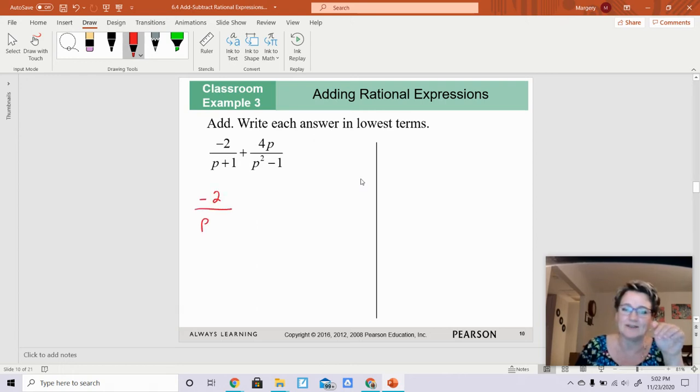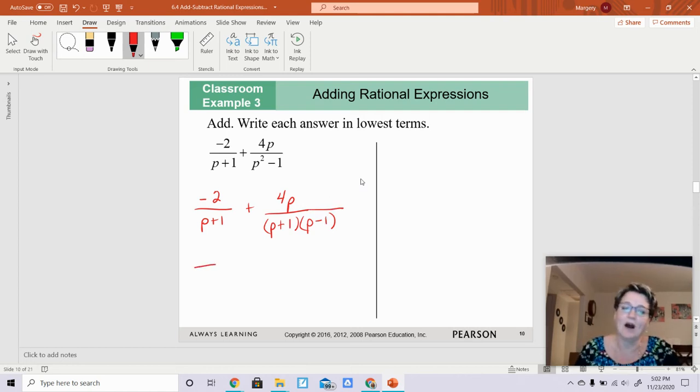And I can factor the second fraction. So I'm left with p squared minus 1. P squared can be square rooted, 1 can be square rooted, and they're separated by a minus sign. That is actually known as a difference of squares. The square root of p squared is p. The difference of squares says one's a plus sign, one's a minus sign. The square root of 1 is 1. That's the quick way to do that.